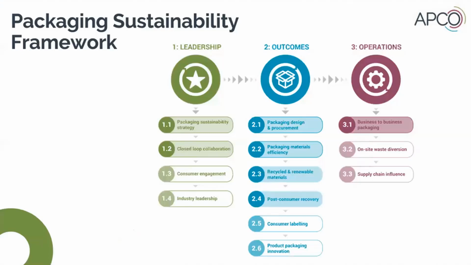Members also have to report against the Packaging Sustainability Framework, which is shown on this screen. And LCA is relevant to quite a few of them. For example, the Packaging Sustainability Strategy 1.1, LCA can be used to identify priorities and strategies that can then be embedded into business practice through a sustainability strategy. It can also be used for 2.1, which is packaging design and procurement, of course, to weigh up the pros and cons of different materials or designs.